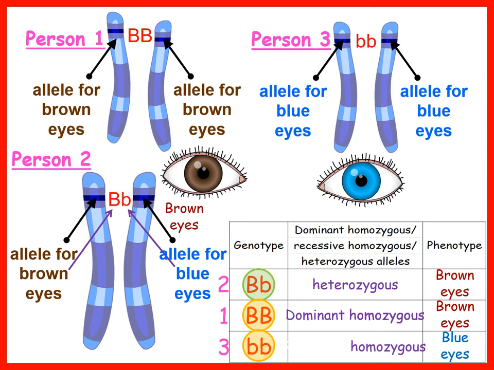For person three, they've got two blue eye alleles. So again, this is homozygosity as well, because those two blue eye alleles are the same. However, the blue eye alleles are recessive. So this is recessive homozygous.